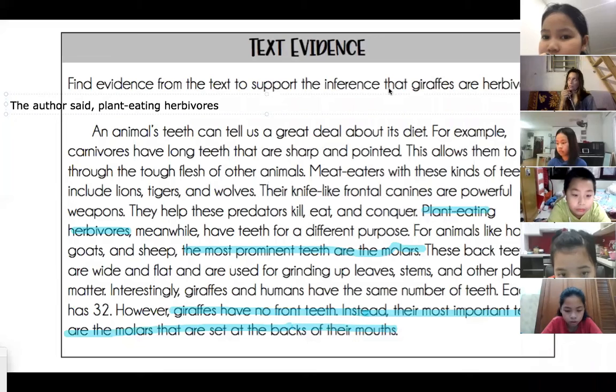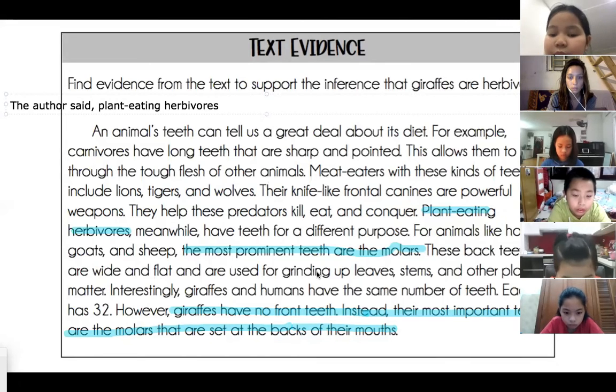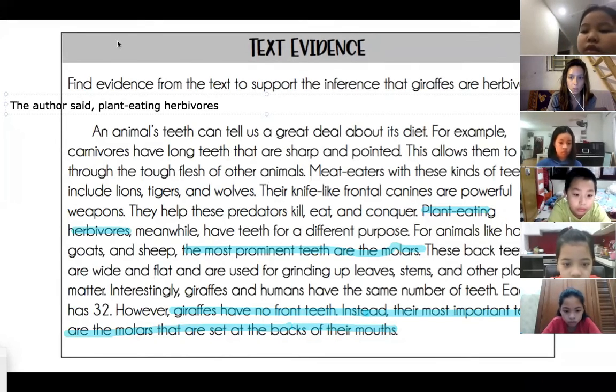So is that part of the text that we highlighted? No. So we highlight the text first so we can see the most important information. And then we want to use that information and write our own sentence, right? So the author said that plant-eating herbivores use what? Use prominent teeth that are the molars. Okay, so we can switch these words around.